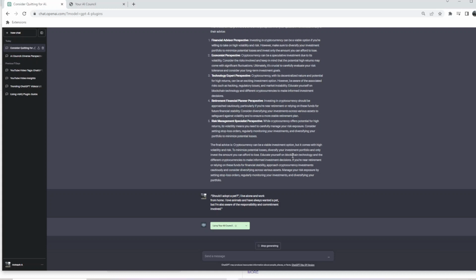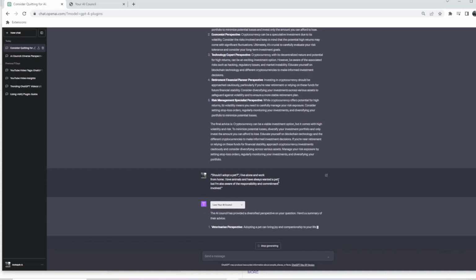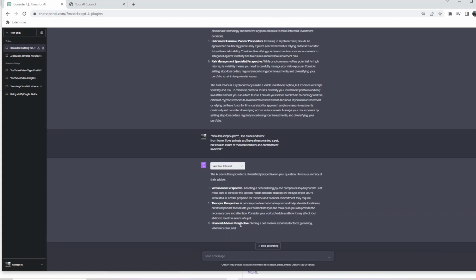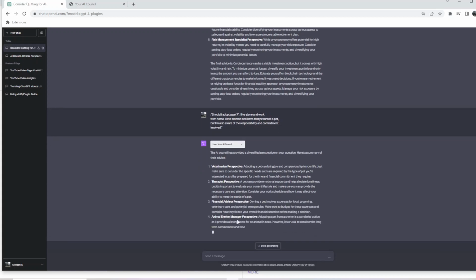So for the responsibilities that come to you, you can either go talk to existing people who own pets. They can share their experiences, or you can also ask the AI council. It's going to give you different perspectives you might not come across from your friends, relatives, or neighbors. So you can also factor in some inputs from the AI before taking a call.